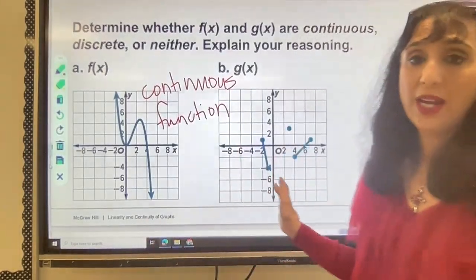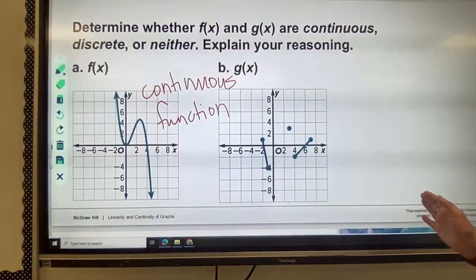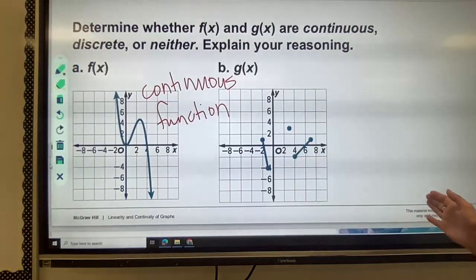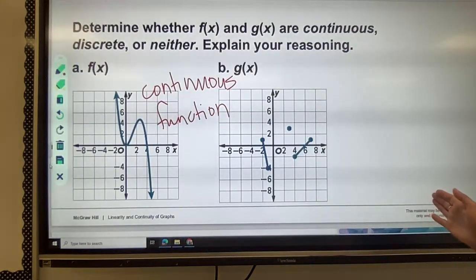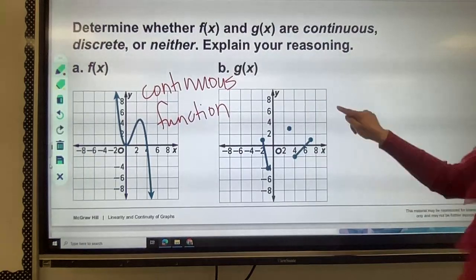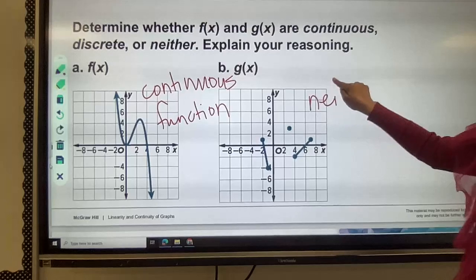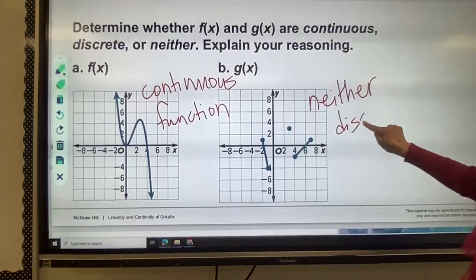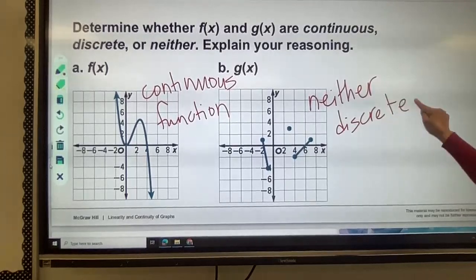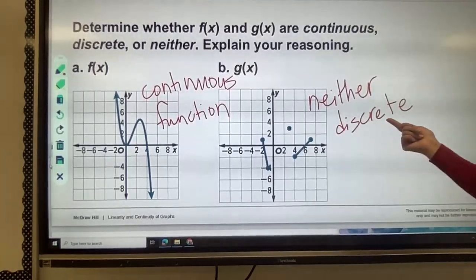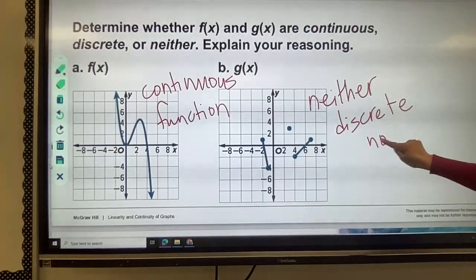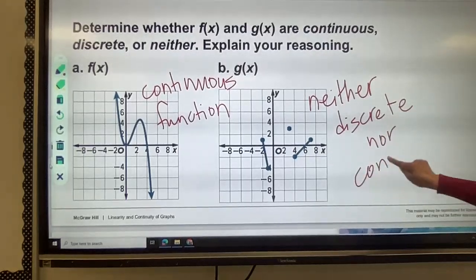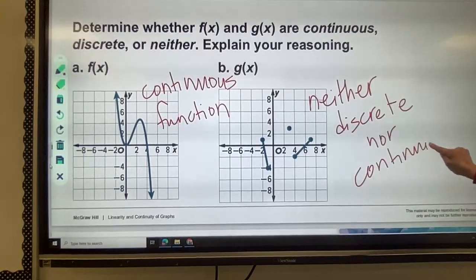And so, in the individual one, we are not connecting them. So in this one, as you can see, the domain and range are intervals of values. So this is neither discrete nor continuous. So it's neither discrete nor continuous, okay, by just looking at the graph.